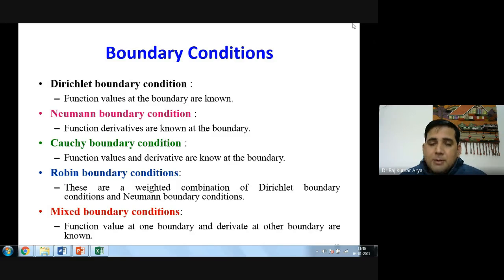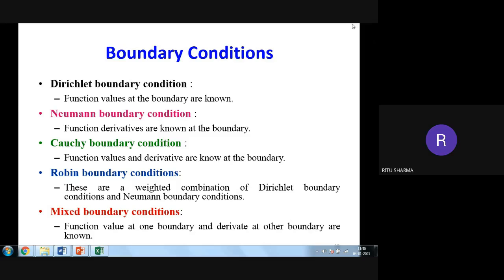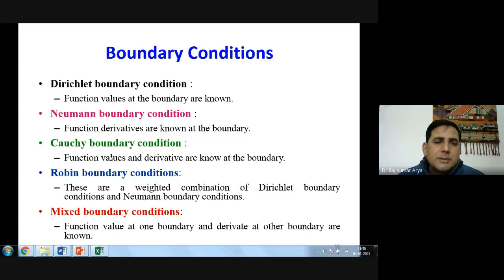In the flux boundary condition, you know the derivative, k dT/dx, and it is correlated by some function, right? Those types of boundary conditions are called Neumann boundary conditions. Next is the Cauchy boundary condition. Here you know both the function value and the derivative. You know both things. That type of boundary condition is called the Cauchy boundary condition.